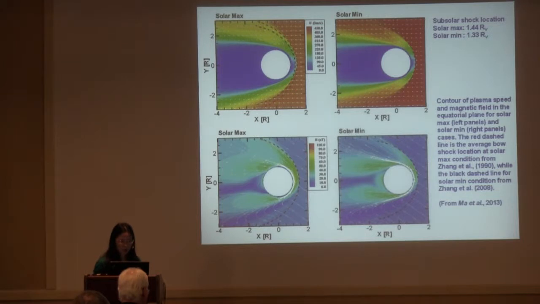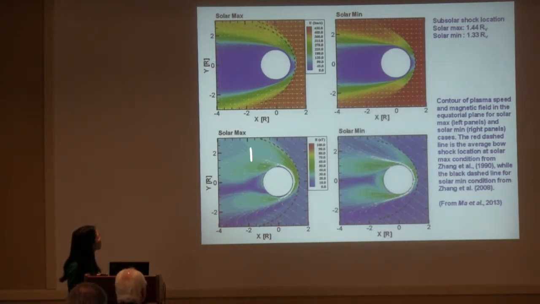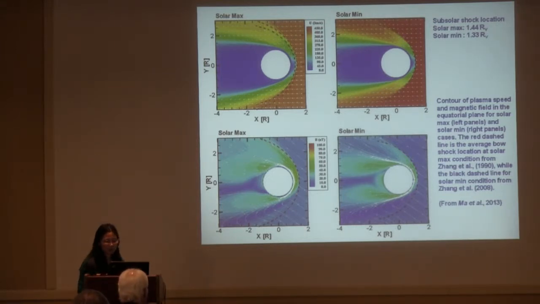As some of you might remember, the interaction also depends on the solar cycle condition. So here I'm showing 2 different cases. On the left is for solar maximum condition, and on the right is for the solar minimum condition. The shock location according to Pioneer Venus and Venus Express observation varies for these 2 different conditions, because at solar maximum you have a strong ionosphere, so this provides a larger obstacle to stand off the solar wind. And at solar minimum, the ionosphere is relatively weak.